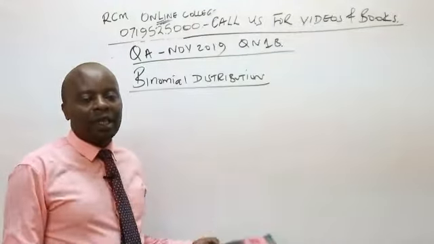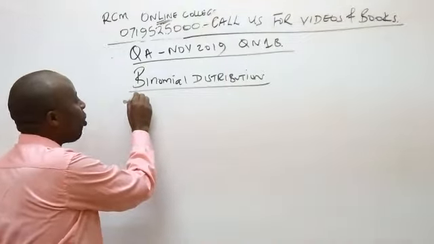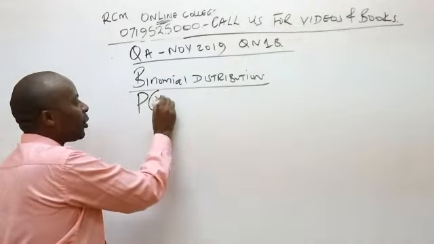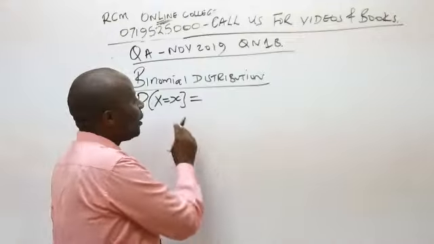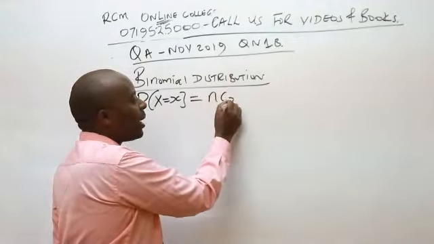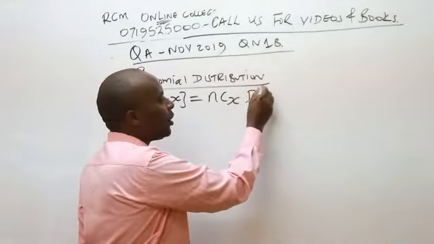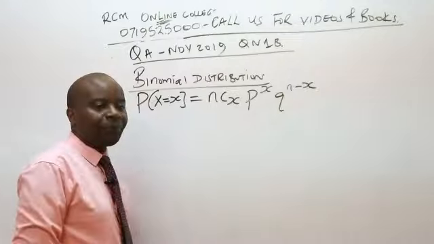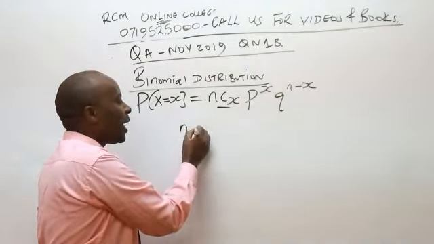It's a Bernoulli distribution. And if it's a Bernoulli distribution, ladies and gentlemen, if you recall, there is a formula that we have here. Probability of capital X being equal to small x will be equal to n combinations x, p raised to x, q raised to n minus x, like that. This is the n combinations x.